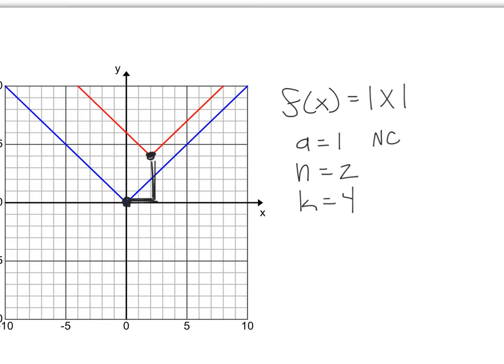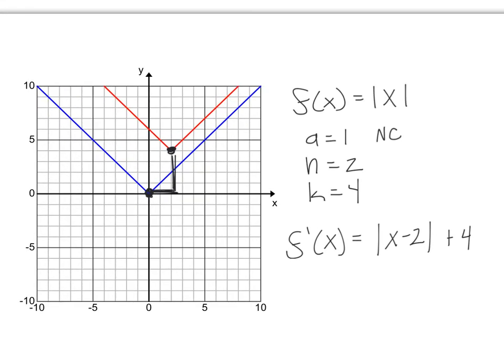Now we want to plug it into our new equation. F prime of x, a is 1, so that doesn't change. Our x minus 2 is right by the x, and then we have a plus 4 at the end. Remember, your h's are opposite, so if it's 2, it's going to be x minus 2, and k's don't change, so k is just plus 4 at the end. So now, to end it all, we are going to double check. You can pick any point you want. I'm just going to pick this random point right here.